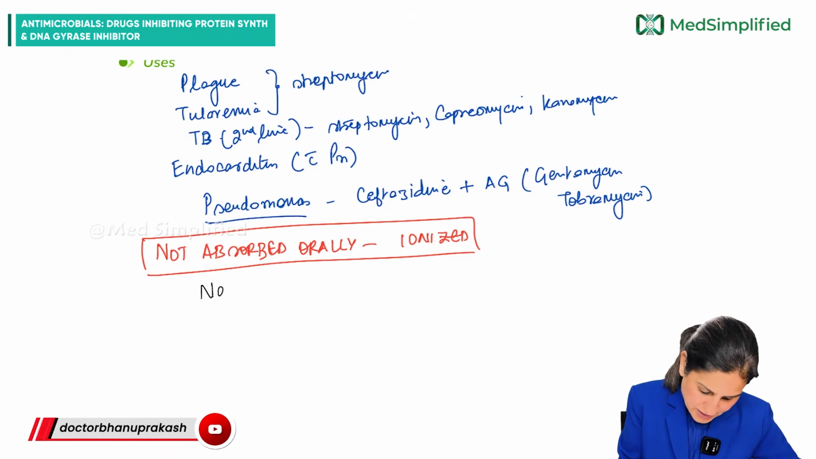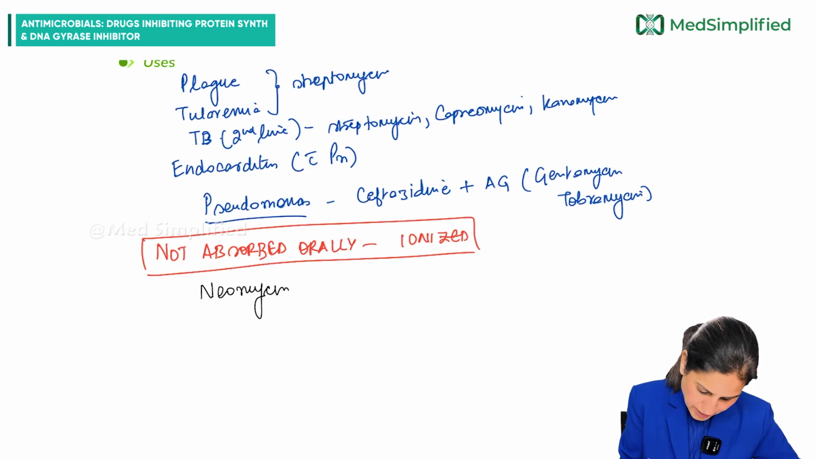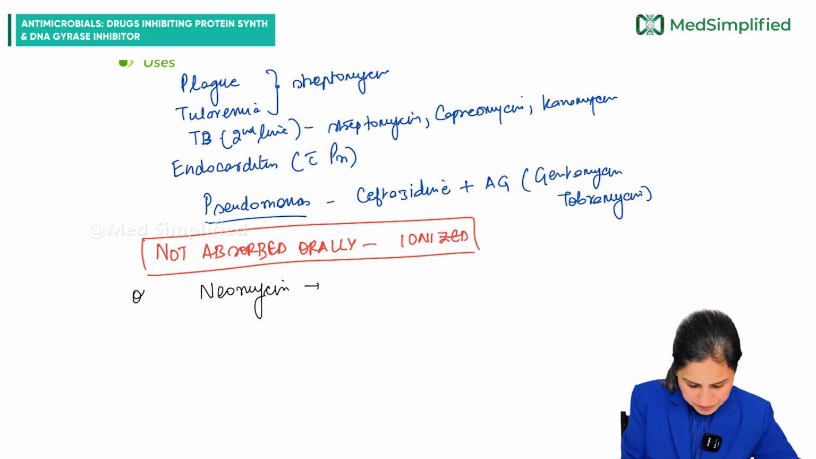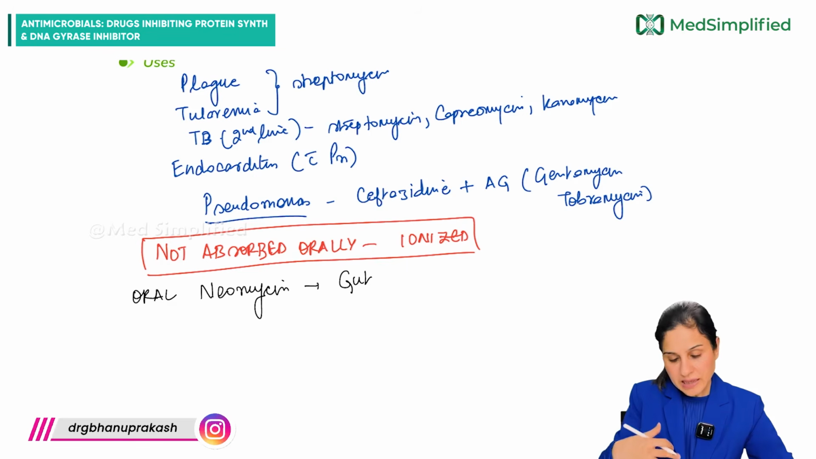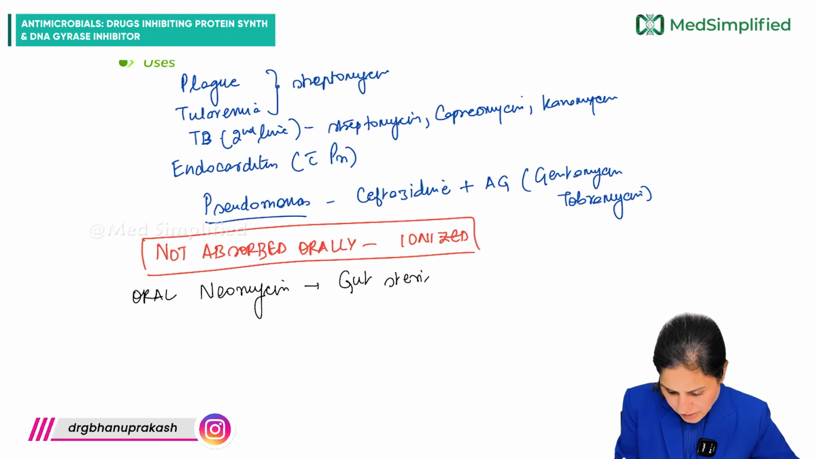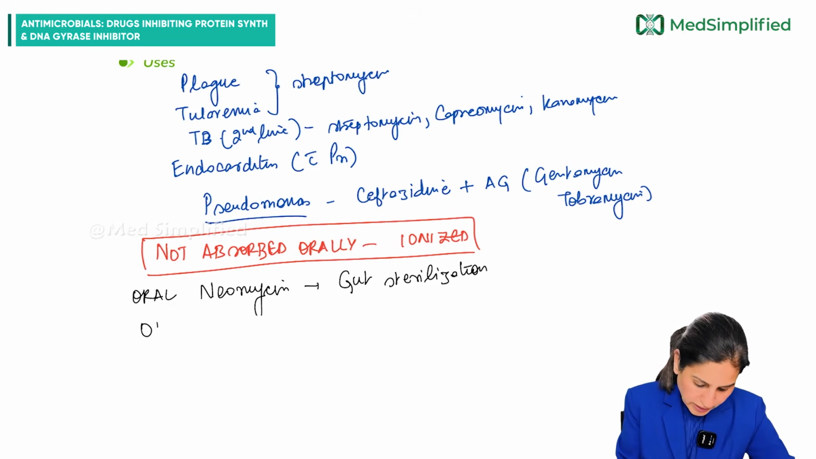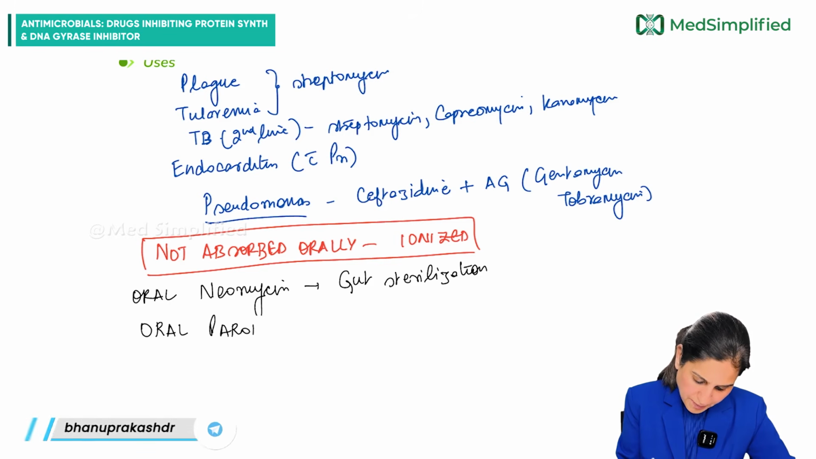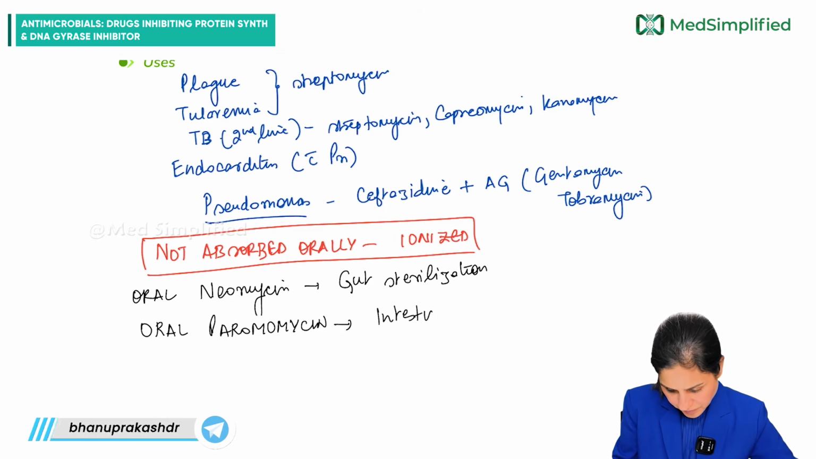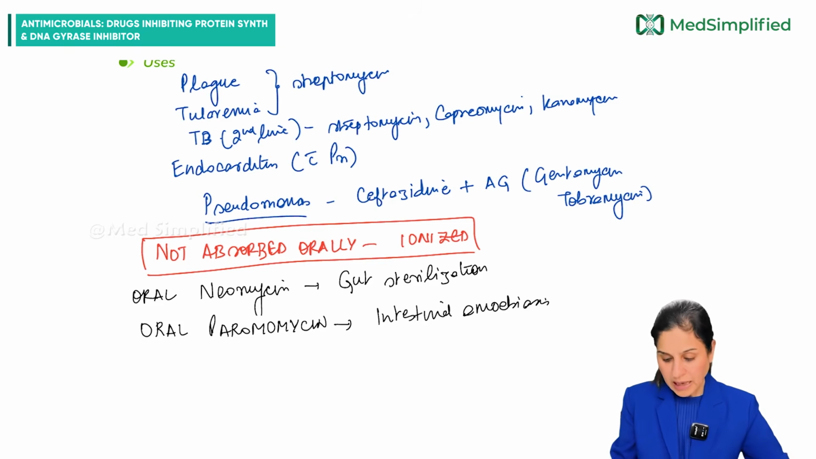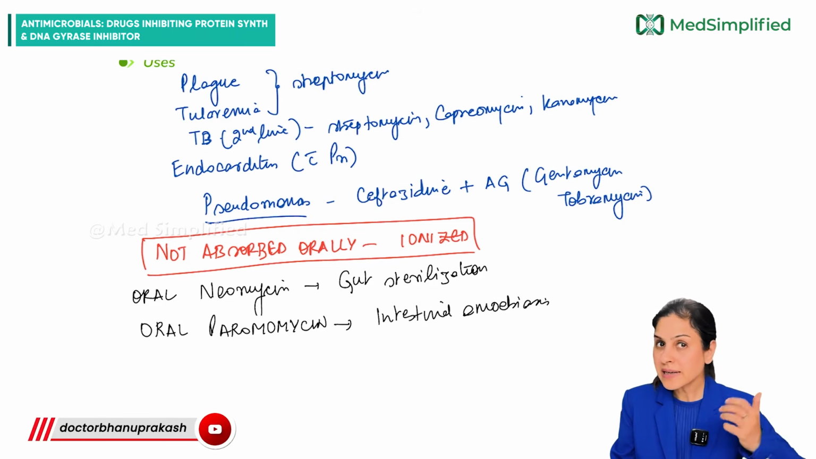Where is it used? We have a drug called neomycin. It is used orally for gut sterilization, so the action is in the GIT, in the gut only. Then oral paromomycin, we can use this in case of intestinal amoebiasis. Again, the target is in the intestine itself.